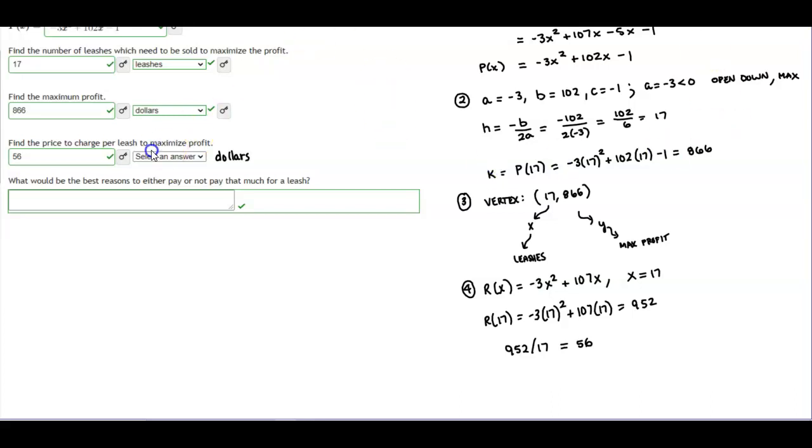Okay, and then what would be the best reasons to either pay or not pay that much for a leash? Well, there's no incorrect answer, so you can put whatever answer that you would like in that last entry.